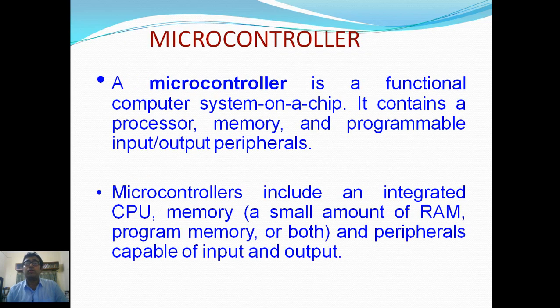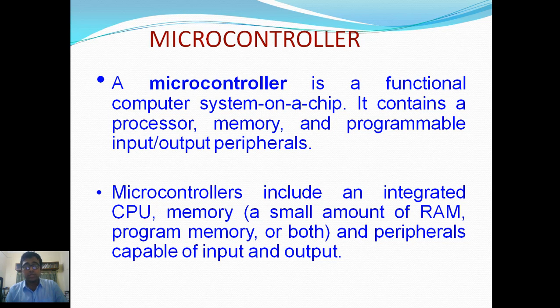Now we will talk about microcontroller. There is a basic difference between microprocessor and microcontroller. First we will describe what a microcontroller is. A microcontroller is a functional computer system on a chip. It contains a processor, memory and programmable input-output peripherals. So the basic difference is that a microcontroller is also a system on a chip, but it contains memory and programmable input-output peripherals, which a microprocessor doesn't contain.